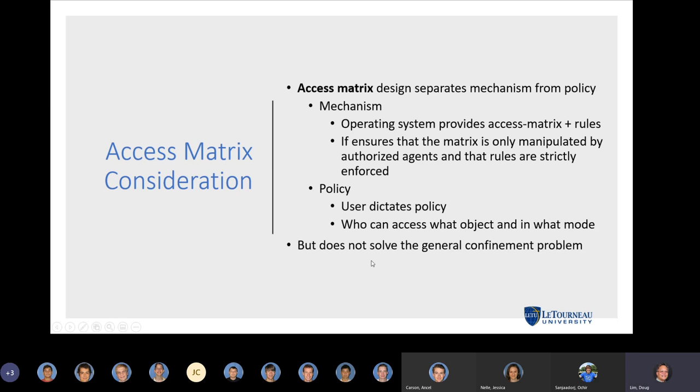And just a note, the text says it doesn't solve the general confinement problem. That we will not discuss too much in class, but the text goes into that a little bit, I believe, the general confinement problem and what that means.